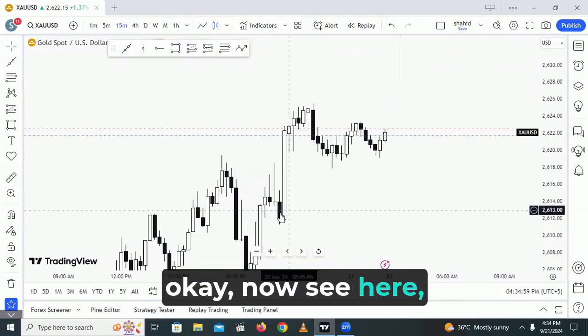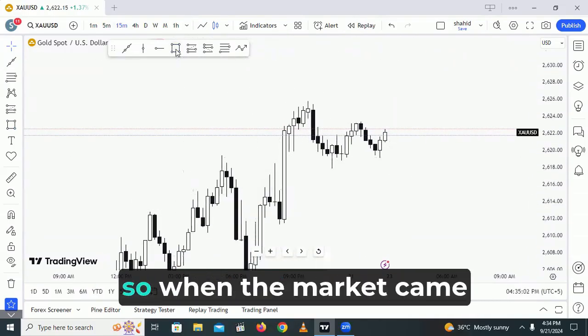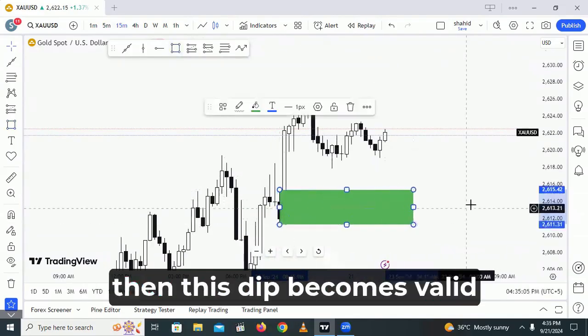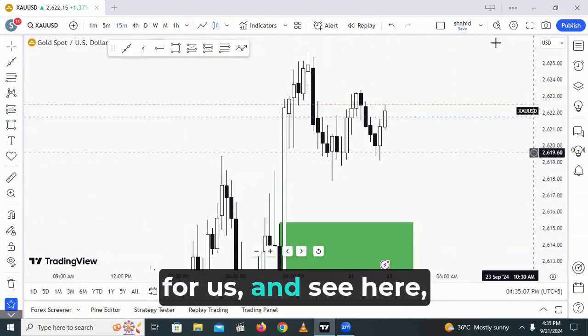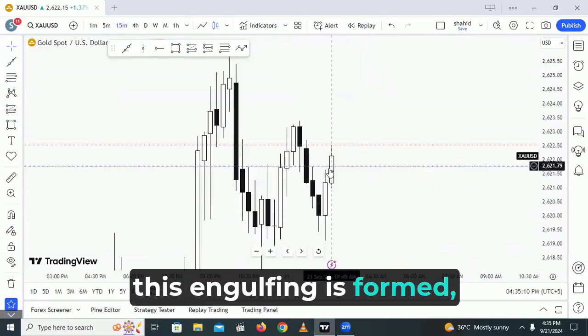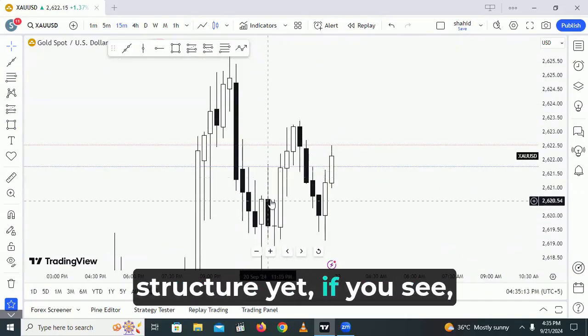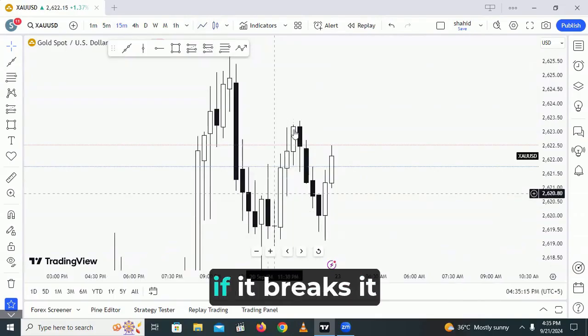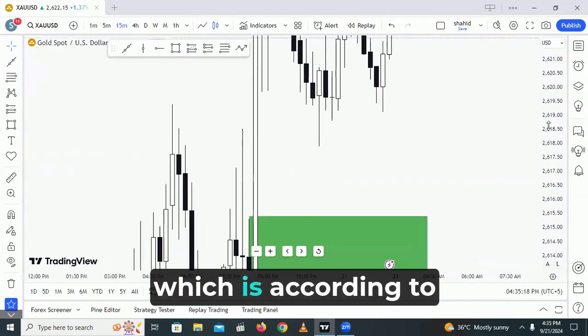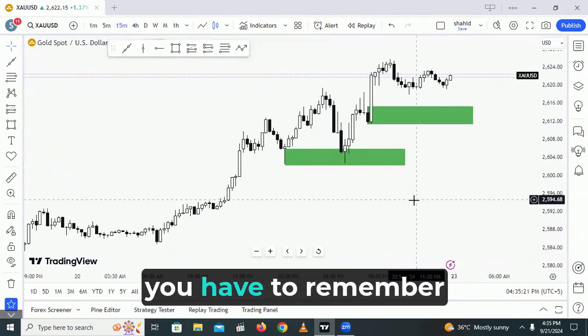Okay, now see here. It did the first and second, so when the market came to this dip next, then this dip becomes valid for us. And see here, this engulfing is formed, but it hasn't broken any structure yet. If you see, this engulfing has just one. If it breaks it, then you buy it, which is according to our engulfing rules. You have to remember all of them.